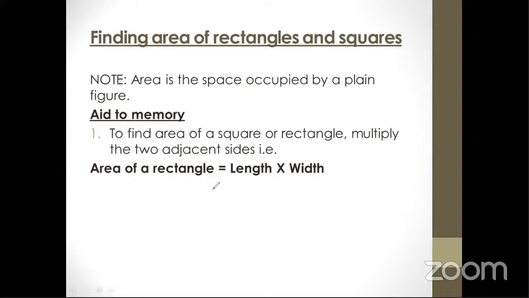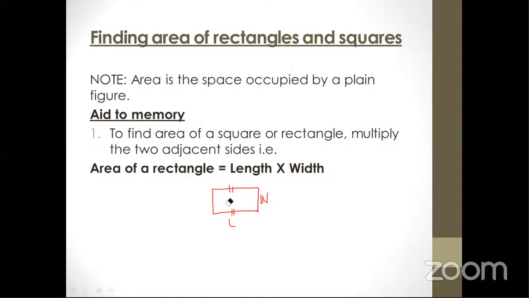So just as I illustrated for you, you are going to see a rectangle like this. For a rectangle, we said that the two opposite sides are equal, and the longest side becomes the length. So this becomes our length and this becomes our width. So for us to find the space which is covered by this shape, we multiply this length times this width. That is area of a rectangle.